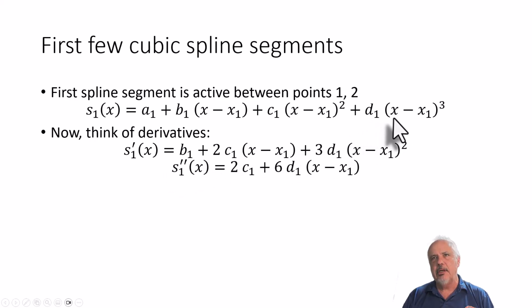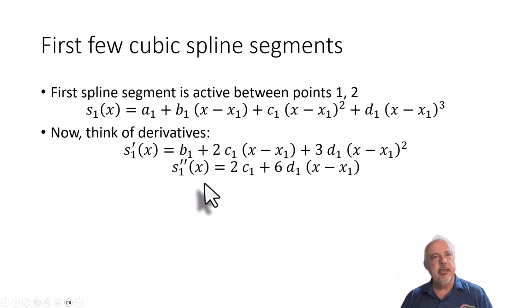So you've got D1 (X minus X1) cubed. So you're going to bring down the 3, keep the D1, and then the X minus X1 becomes squared. Similarly for the quadratic term and the linear term. For the linear term, we just end up with B1.